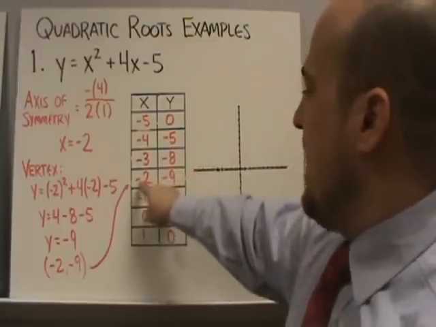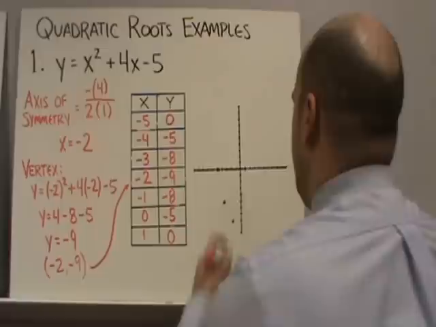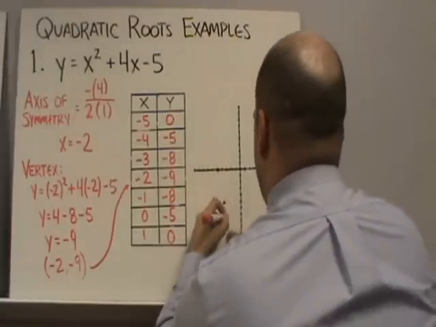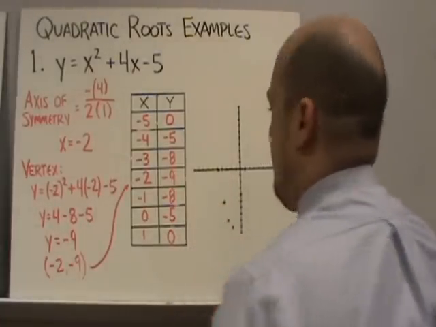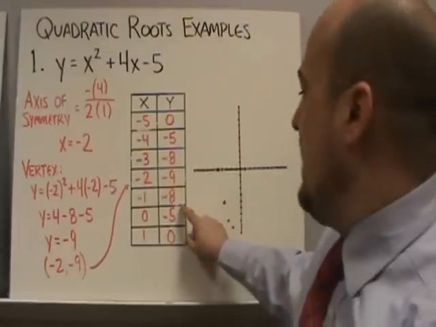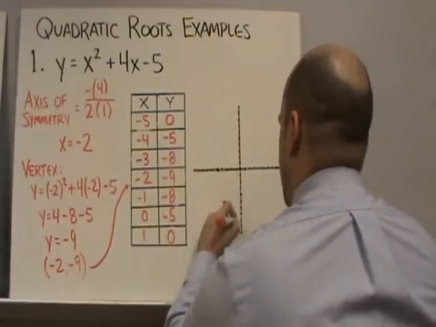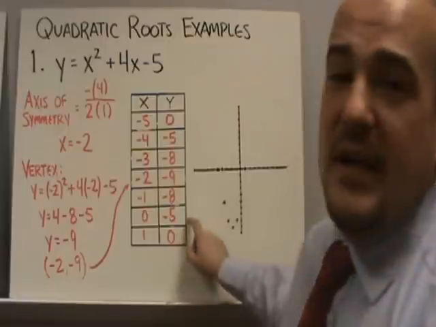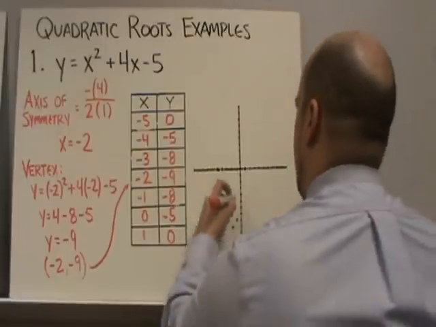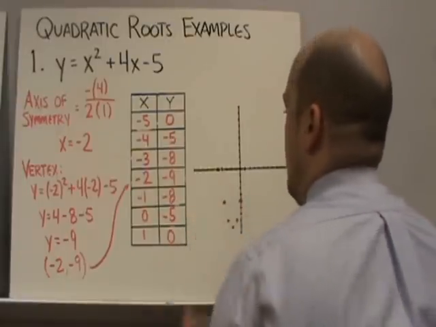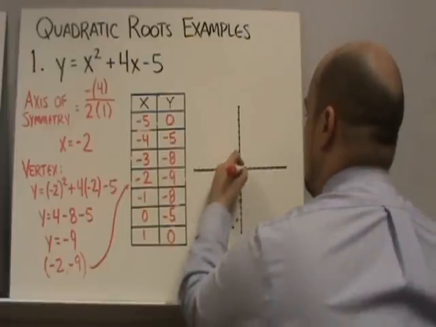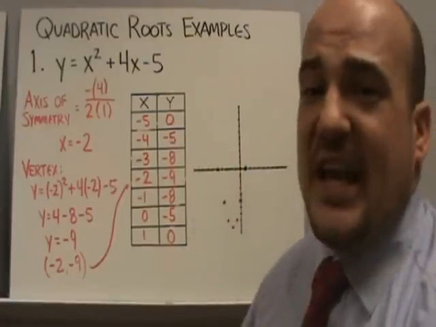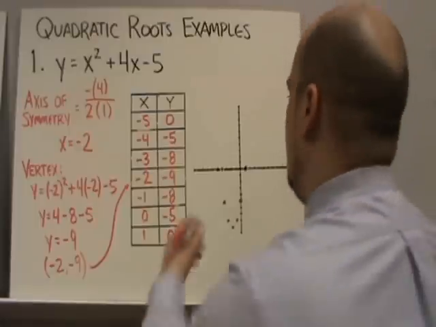My next point is that vertex, negative 2, negative 9. And then negative 1, negative 8. 0, negative 5. And then finally, 1, comma 0. Alright, so I'm just going to connect my dots to complete my parabola here.